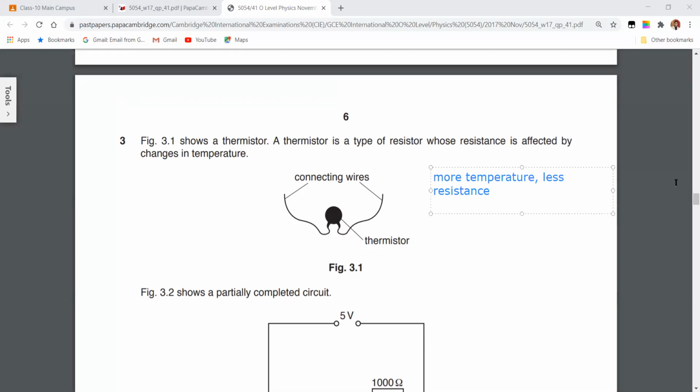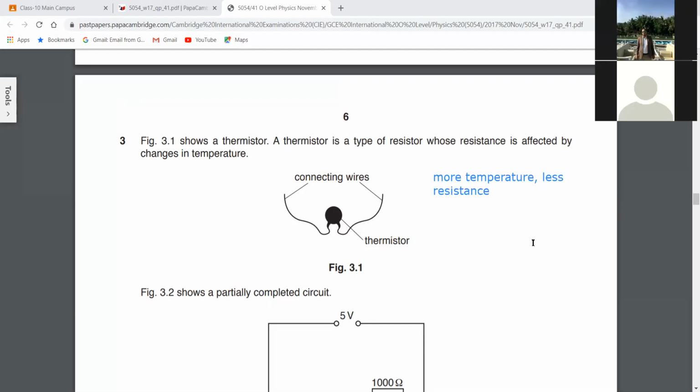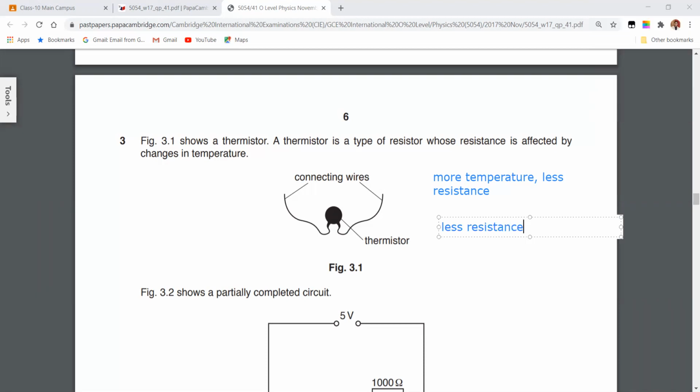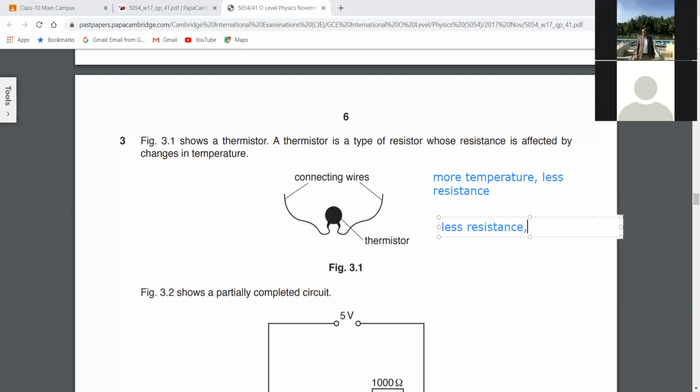So if you understand this, then we can add another piece of information here. That is, if less resistance, then more current, right? In the circuit, you will get more current.